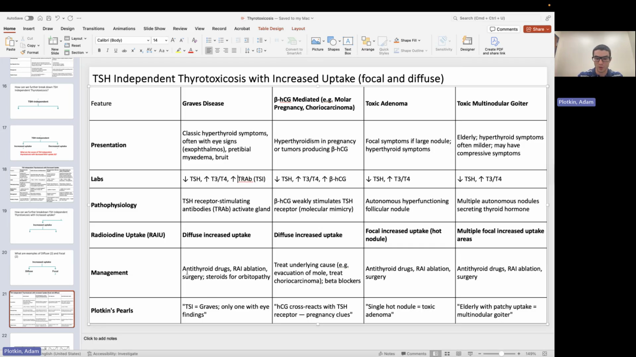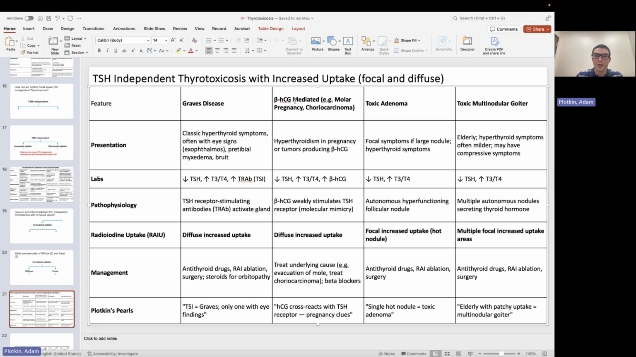The management, again, we've talked about it. We can do the anti-thyroid drugs, we can do ablation, we can do surgery, and we can do steroids or teprotumumab for the proptosis. My pearl, when you see TSI, it's Graves. It's the only one with the eye findings. Okay, the only way we get those proptosis is because the TSIs can also stimulate the TSH receptors and those IGF receptors found on my eye fibroblasts. So whenever you see proptosis, think Graves.